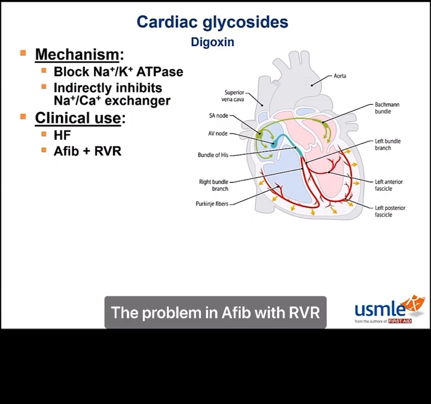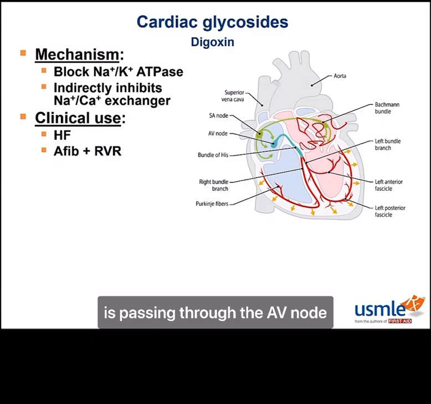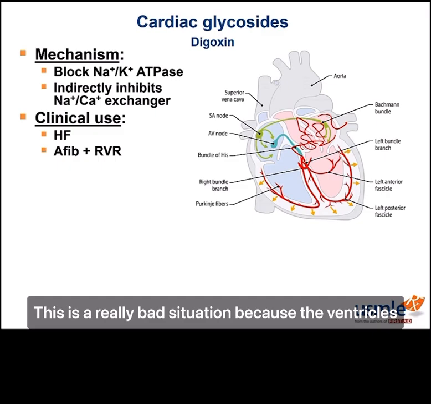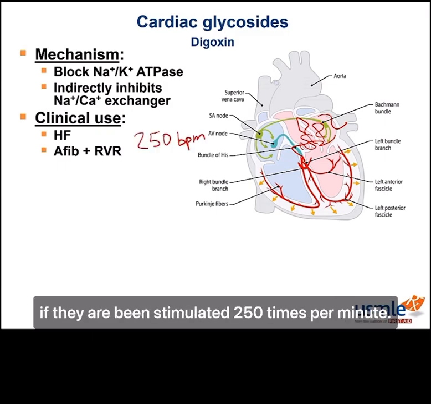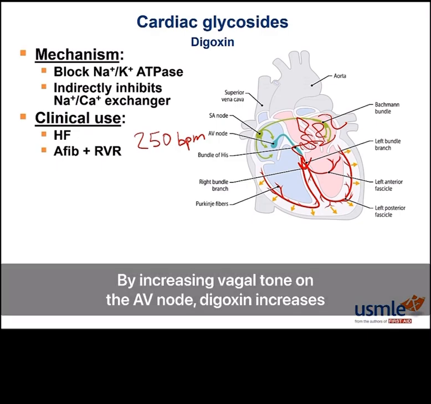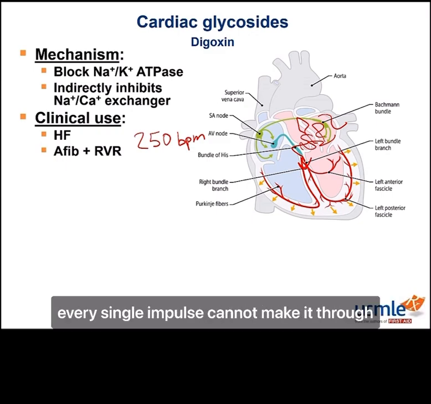The problem in AFib with RVR is that every weird random depolarization that is originating in the abnormal circuits near the pulmonary veins of the left atrium is passing through the AV node and telling the ventricles to contract. This is a really bad situation because the ventricles cannot adequately fill in diastole if they are being stimulated 250 times per minute. By increasing vagal tone on the AV node, digoxin increases the refractory period so that now every single impulse cannot make it through to stimulate the ventricles to contract.